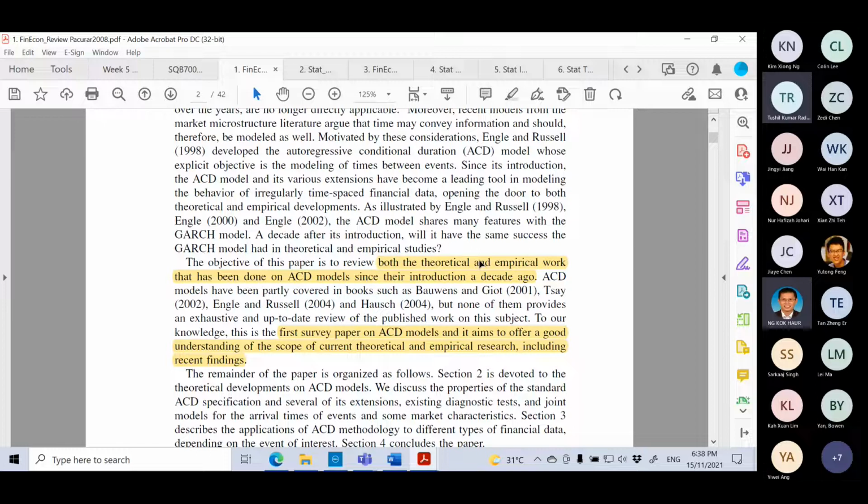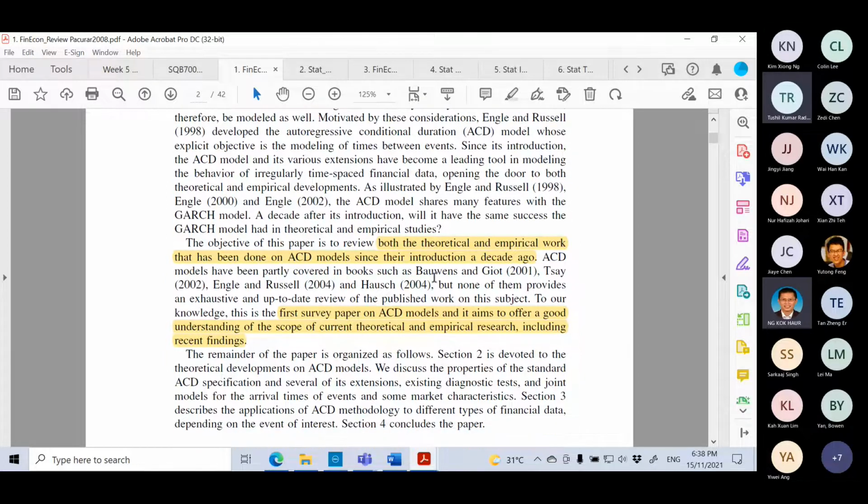One of the authors wrote out the literature survey on this particular topic. The reason this paper could be published is that, to their knowledge, this is the first survey paper on the ACD models, and it is aimed to offer a good understanding of the scope of current theoretical and empirical research, including the recent findings. Therefore, you can see that if they want to accept your work, you must have a value.